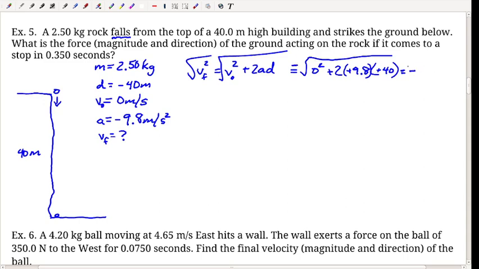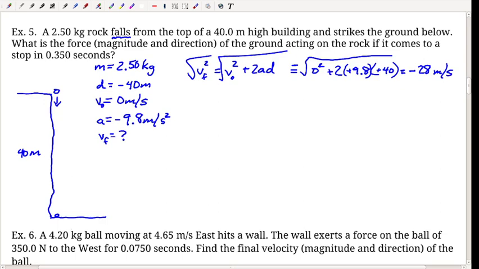So this is going to be the negative of whatever it is that my calculator gives me when I plug that in. So go ahead and take out your calculator and plug in the square root of 2 times 9.8 times 40. And that gives me, exact answer, well, 28 meters per second downward.